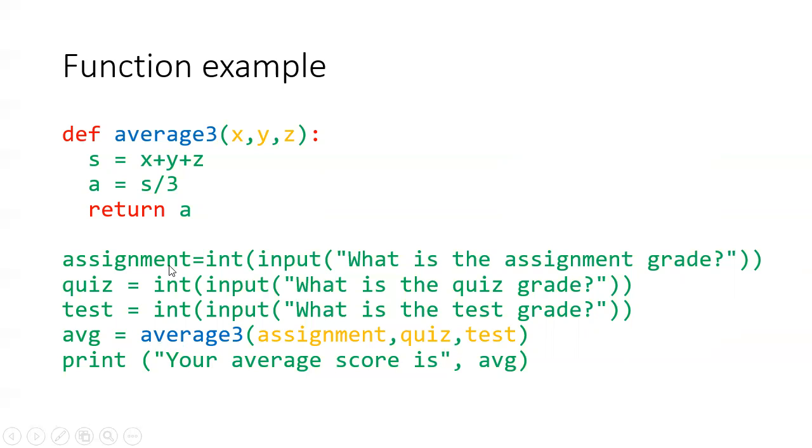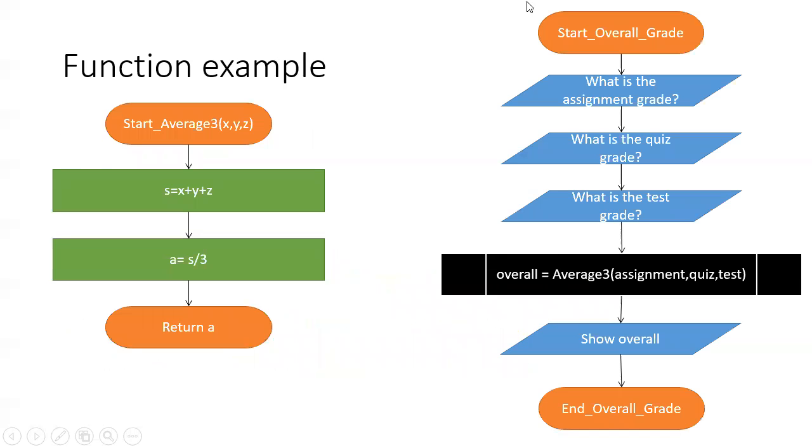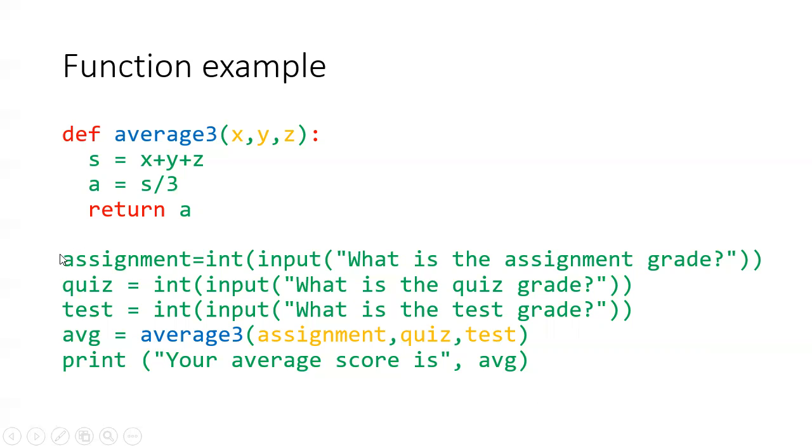The first thing that happens is we have these 3 input commands, and the user is asked for numbers 3 times, and those numbers are the assignment, the quiz, and the test. Then we call the function, and we pass into the function as parameters, in the correct order, the assignment, the quiz, and the test. From that, the function does its calculation and returns the value. That returned value is assigned to a variable called average, which we can then print. And so that's the same as the flowchart. But the program starts here, where my cursor is now.